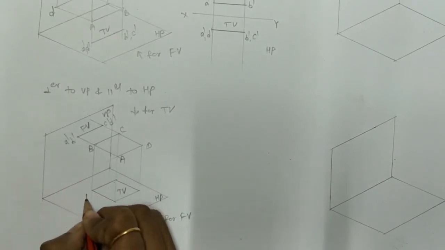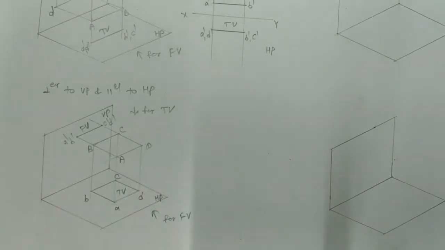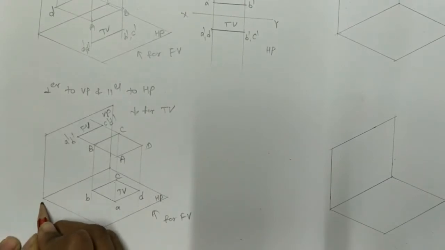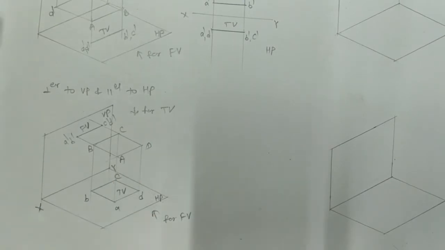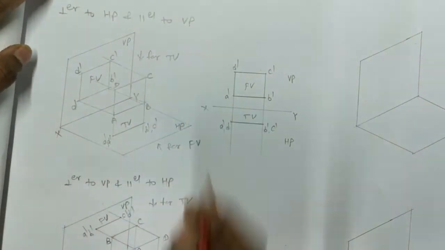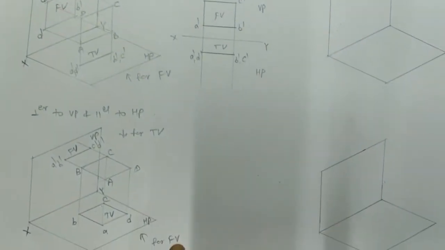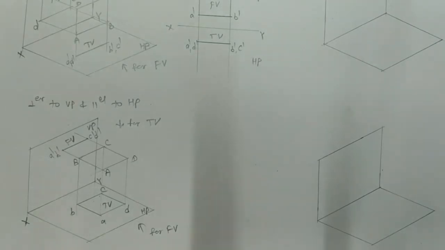Give dimension B, A, D and C, upper point C. And this is X, Y intersection line. Here also you can give name X, Y. This is the second case where plane is perpendicular to VP and parallel to HP.